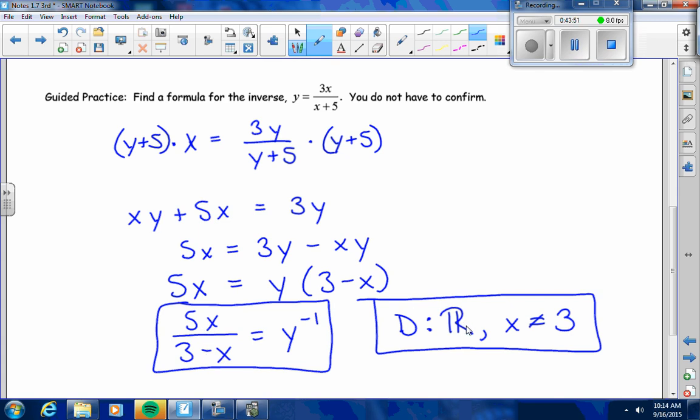The restricted domain is all real numbers, but x cannot equal 3. Are there any questions on that? The original function, if you look at the graph, you'll see it has a horizontal asymptote at 3. You can look at this domain and see x cannot equal 3 by looking in that denominator.